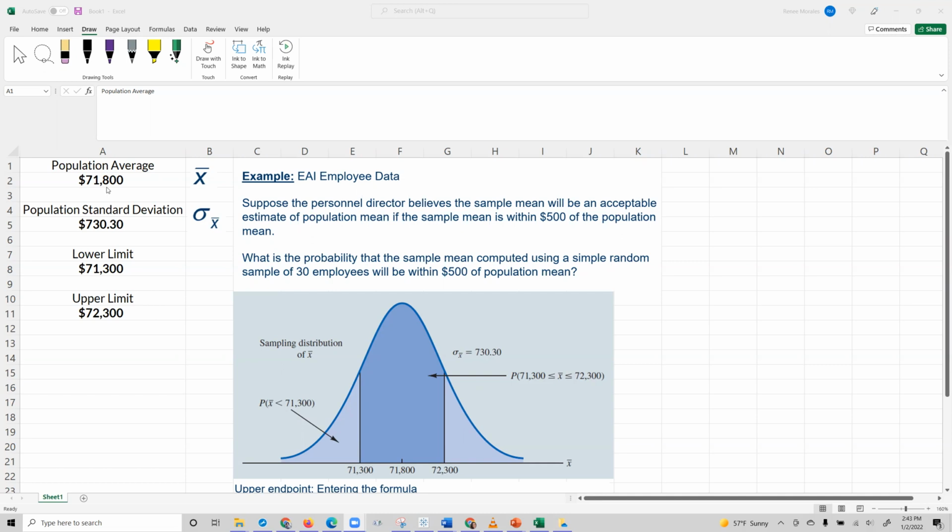So the population average salary that was calculated was $71,800, and the standard deviation that was calculated was $730.30. So we can see this visualization here of the graph, $71,800 in the middle, the upper limit of $72,300, so that's plus 500, and the lower limit of $71,300, so that's minus 500.